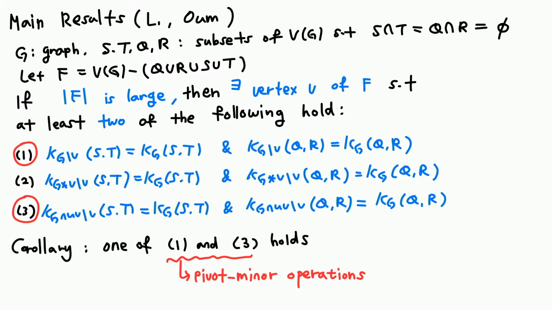So we recall that this operation and this operation correspond to the operation to get a pivot minor. And because 2 of 3 hold, we know that at least one of this one and this one holds. Therefore, our result shows that actually we can reduce to a pivot minor while preserving the connectivity of both pairs of disjoint sets.